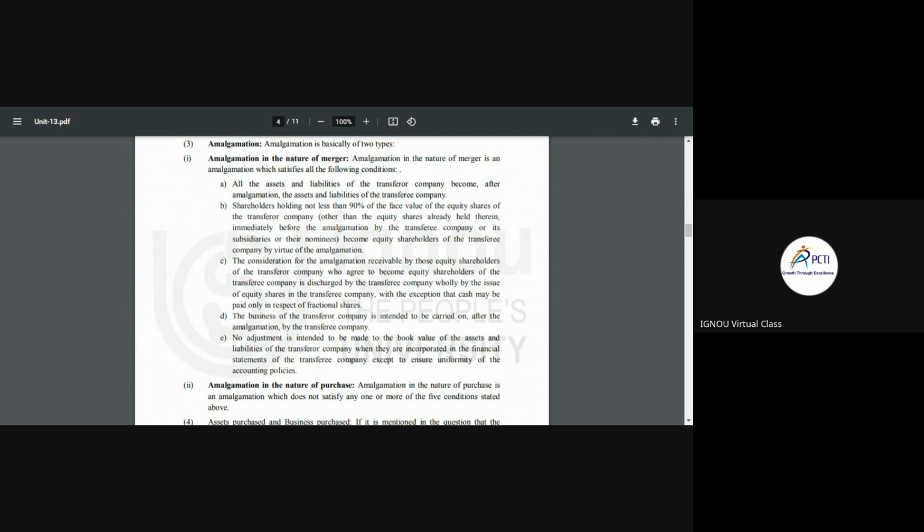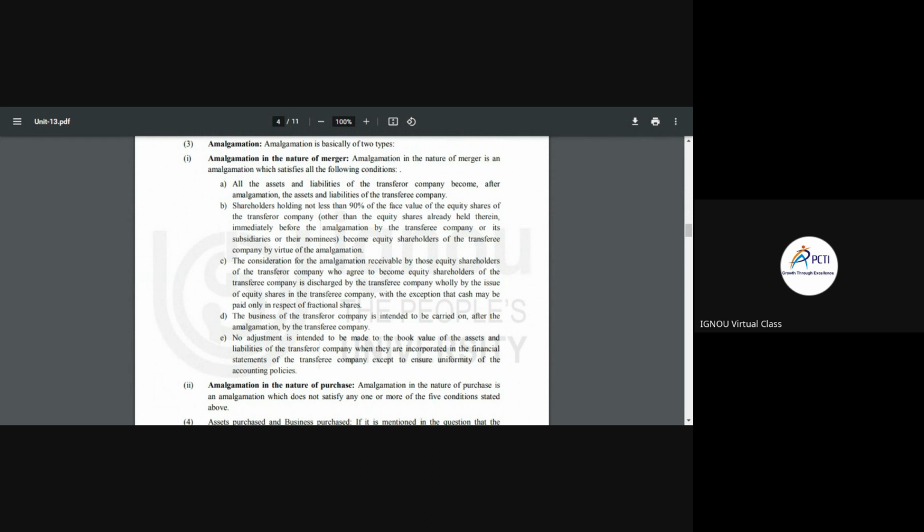and become equity shareholders of the transferee company by virtue of the amalgamation. Next one is the consideration for the amalgamation receivable by those equity shareholders of the transferor company who agree to become equity shareholders of the transferee company and is discharged by the transferee company wholly by the issue of equity shares in the transferee company, with the exception that cash may be paid only in respect of fractional shares.